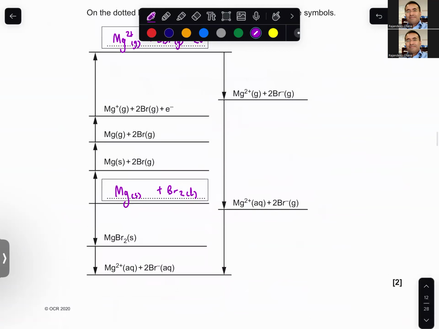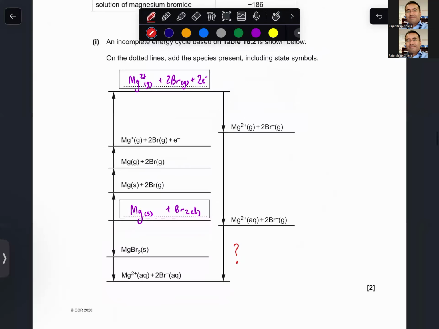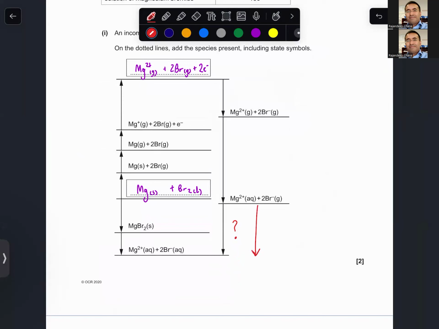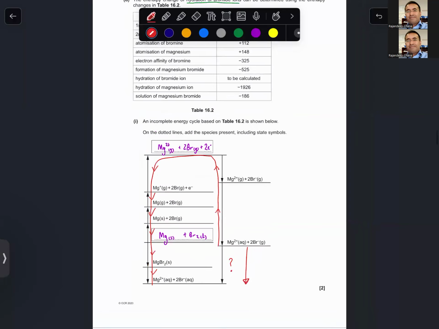Using your completed energy cycle, calculate the enthalpy change of hydration of bromide ions. You see, of bromide ions, we are trying to work out hydration of bromide ions. This is what we're trying to work out. And we're trying to get from here to here, but we don't know what that is. So what we're going to do, we're going to use Hess's law and go the other direction. You're going against this arrow, against this arrow, with, and with. Just repeat that, against, and with this arrow, and with this arrow as well. So all of those will be minus, but the last 2 will be positive. So let's get these values going.